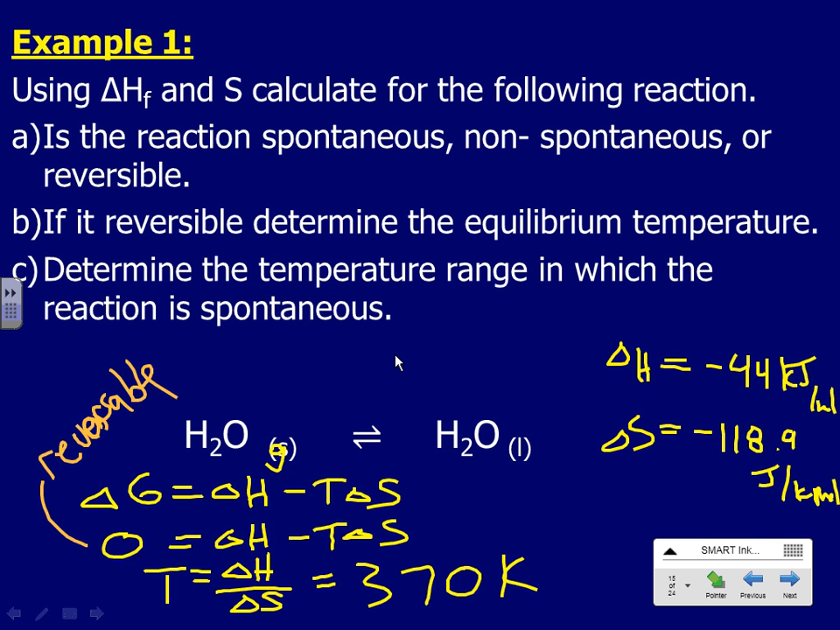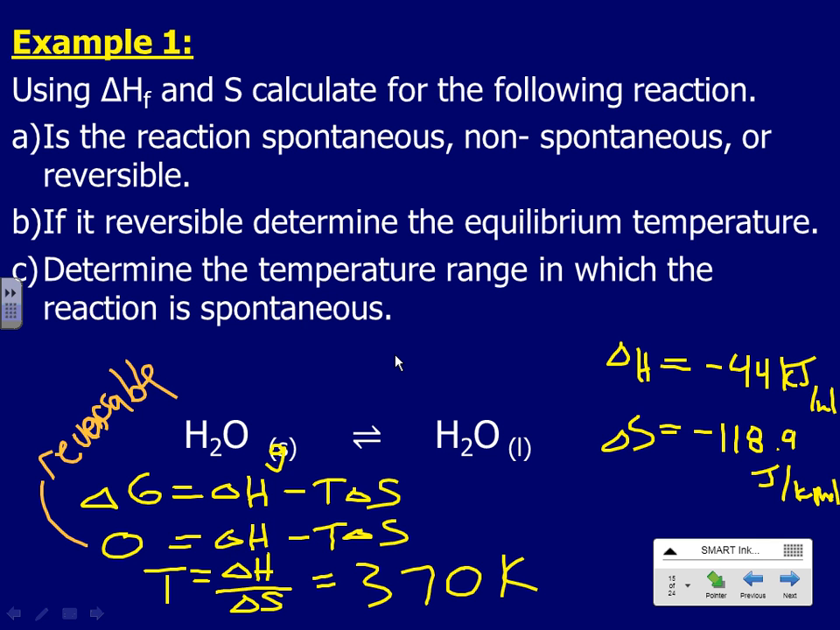Determine the temperature range in which the reaction is spontaneous. Why don't we go to the delta H and delta S and ask ourselves the question, which one of these properties is the spontaneous one? So instead of thinking about above or below the temperature first, go back to the question and ask yourselves, which of the thermodynamic properties is supporting spontaneity? Which one is it? Which one is telling us that it's spontaneous? Yep. The delta H is, because it's negative.